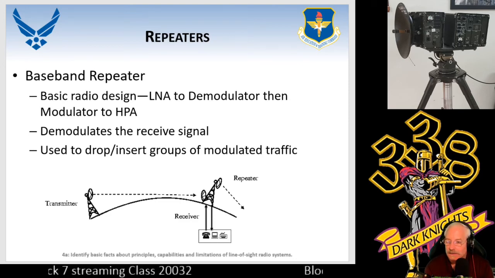Again, this is a little bit better than the IF one. Why? It's breaking it all the way down to the aggregate. Now, the TISR can do this.